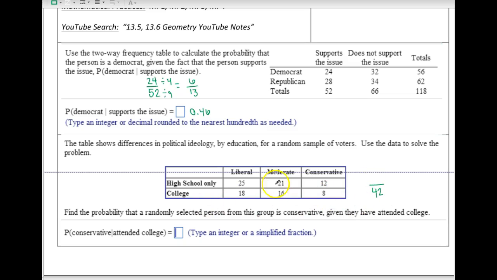Now within just those 42 people, how many of them are conservative? 8. So I have 8 over 42. I'm going to divide top and bottom by 2. Sorry, there's a little bit of a lag. 8 divided by 2 is 4. 42 divided by 2 is 21. They want an integer or a simplified fraction, so 4 over 21 is the answer.